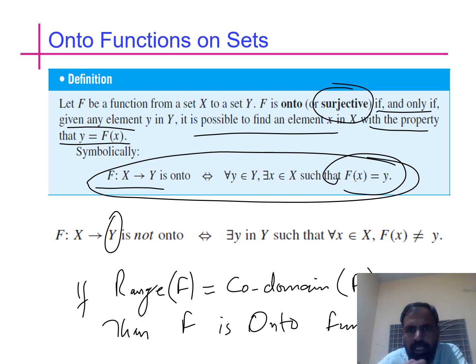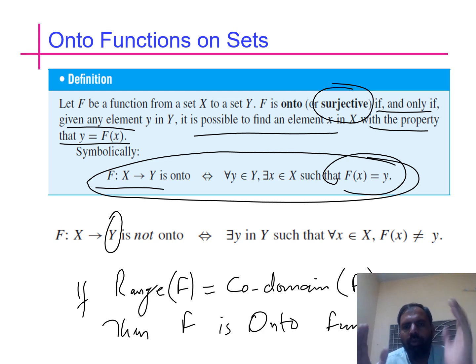Meaning to say, every element in the codomain is the output of some element from the domain. F from X to Y is not onto if and only if there exists y in Y such that for all x belongs to X, f of x is not equal to y. If range is equal to codomain, then f is onto. Simply, it's a very simple definition that I wrote for you.